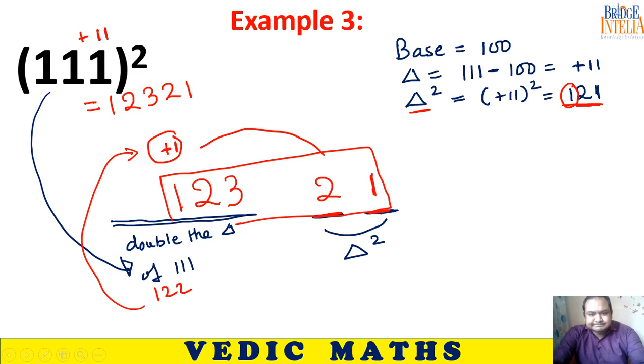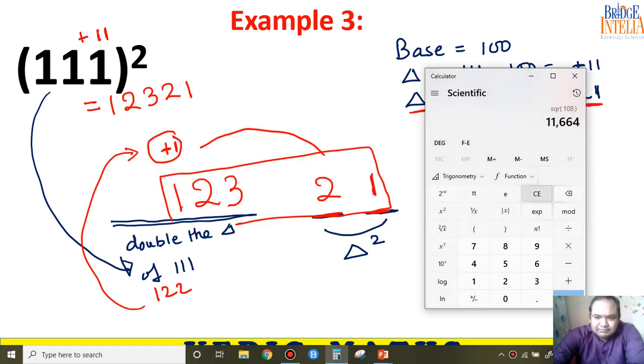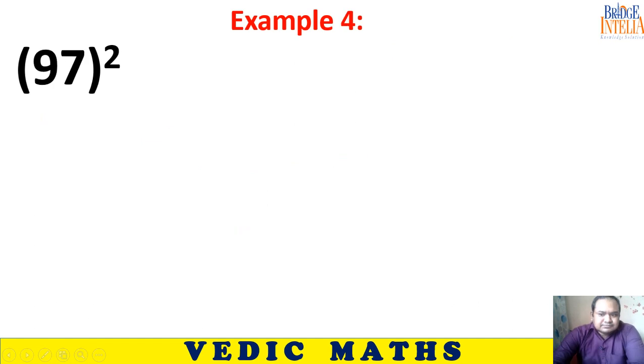Let's verify. So 111 whole square is 12321, you can see for yourself.